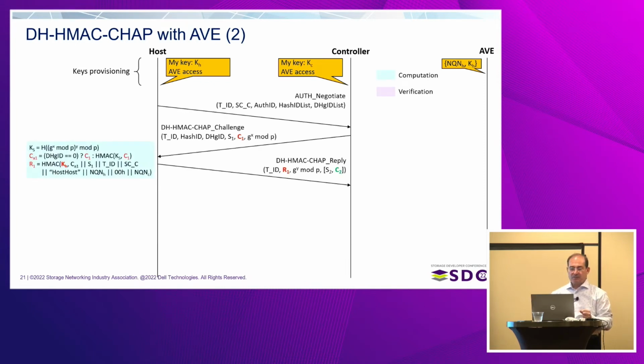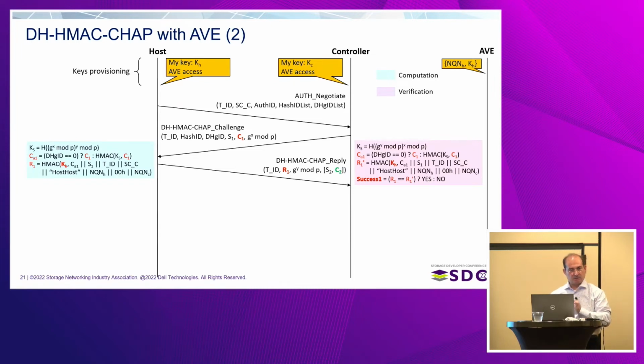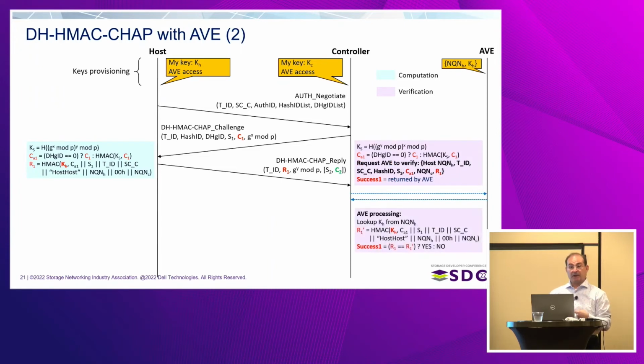So this first step of the authentication protocol is exactly the same. Start with an AUTH_negotiate, you get a challenge, the controller is challenging the host, the host uses its own key to compute the response R1 and sends it back to the controller. At this point, what the controller should have done before was to compute the expected response and verify if the expected response is the same as the received response. Instead, rather than doing that, the controller requests the AVE to verify on its behalf.